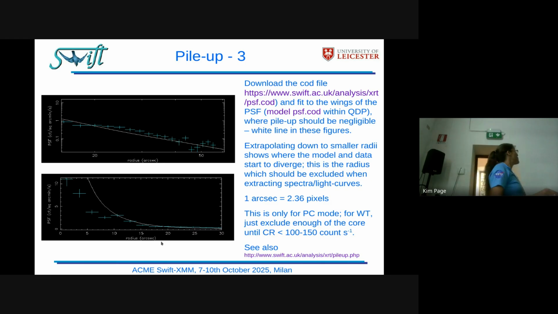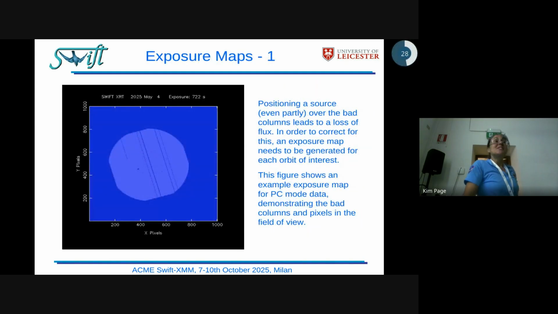I tend to do everything in pixels, whole numbers of pixels. It doesn't matter, you can work in arc seconds. And as I mentioned in passing earlier, that's the conversion. 1 arc second is 2.36 pixels for XRT. And as I said, for window timing mode, you basically just do an annulus and exclude the core. So we've excluded this core, but obviously that means your count rate is going to be wrong because you're ignoring most of the counts.